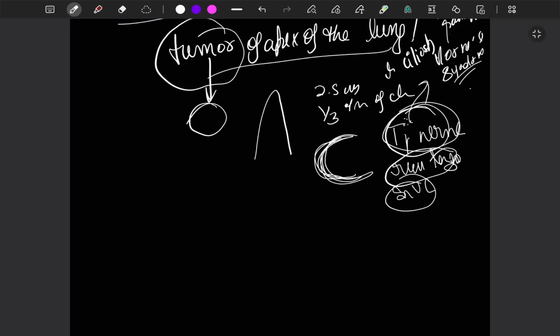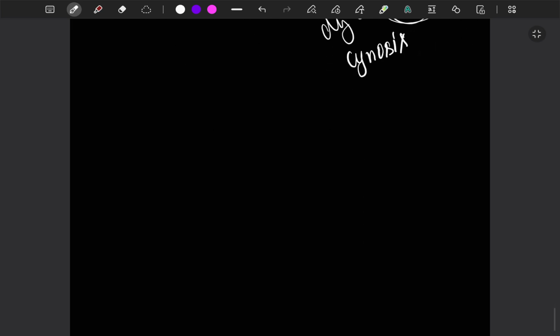When recurrent laryngeal is compressed, we know there is dysphonia, hoarseness of voice. When superior vena cava is compressed, it leads to the increase in the venous pressure, which might lead to conditions like varicose vein. Right. Leading to cyanosis. This was a Pancoast tumor.